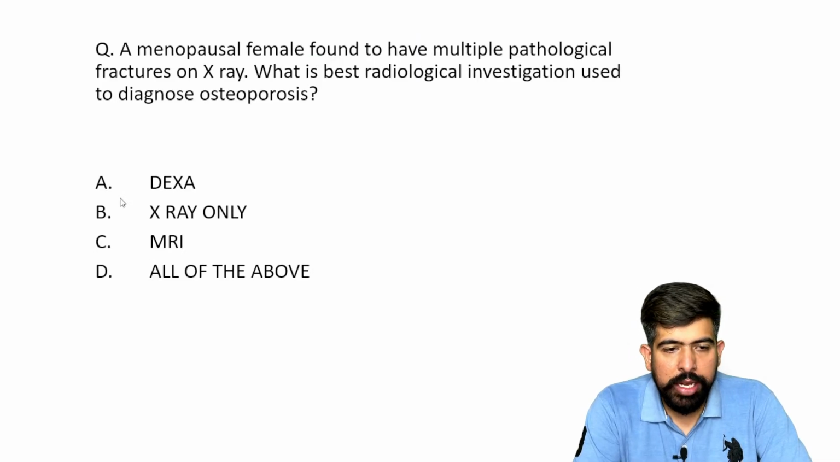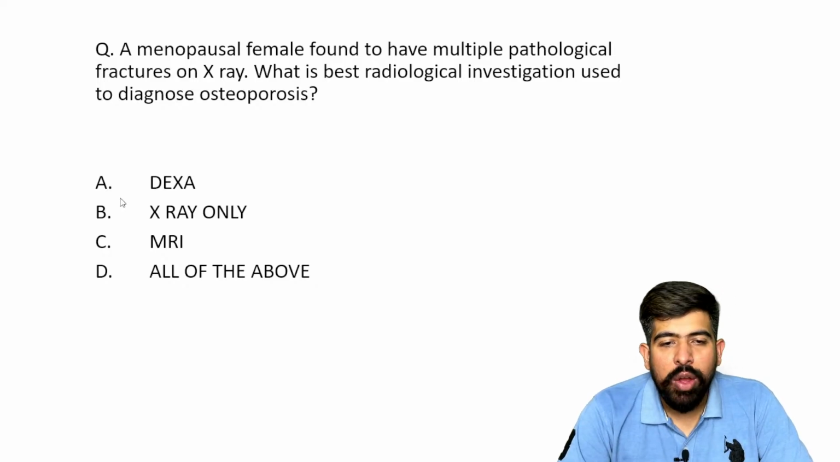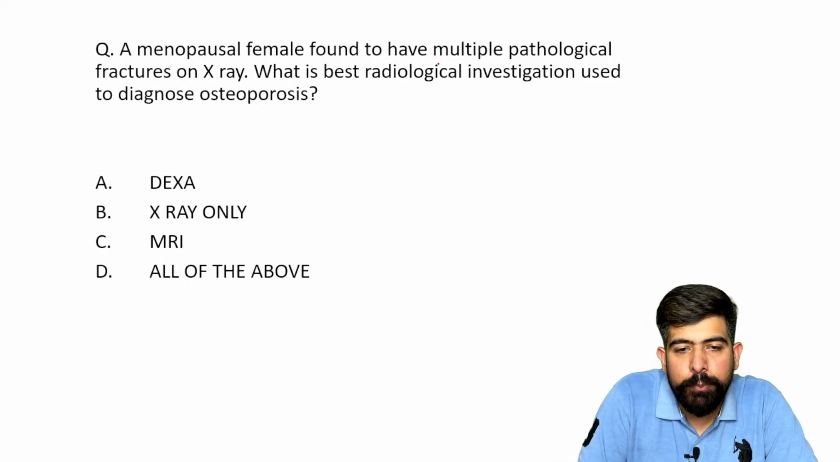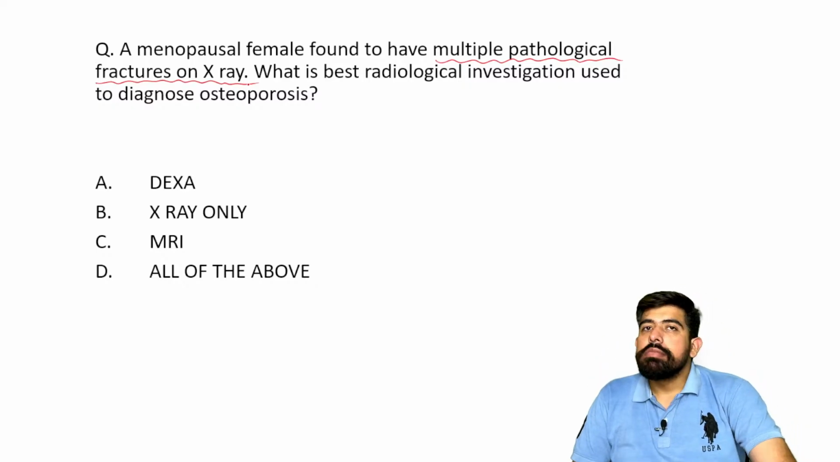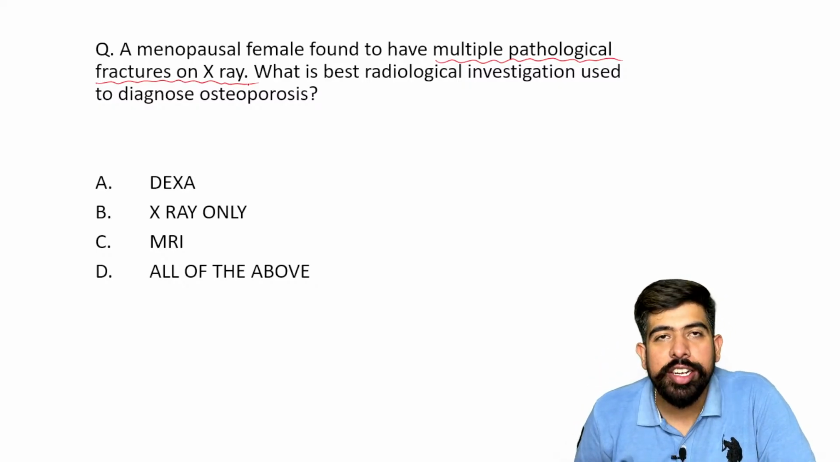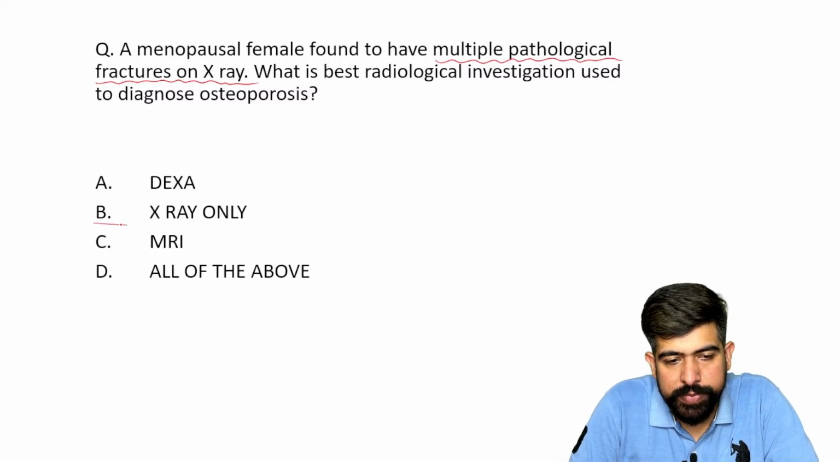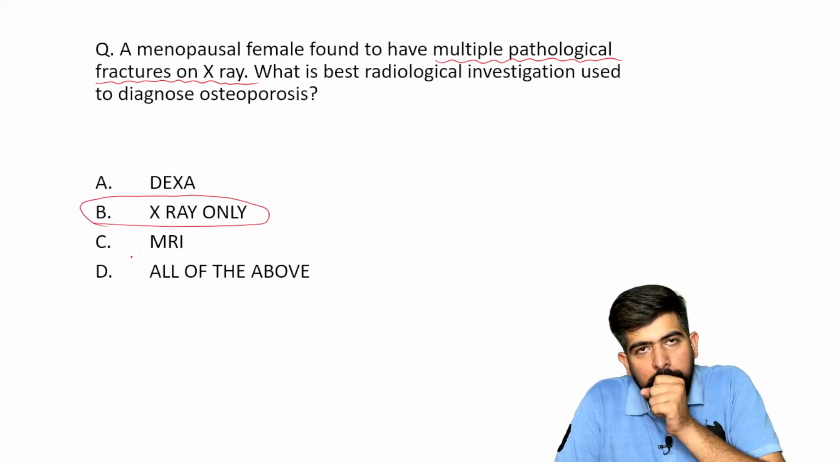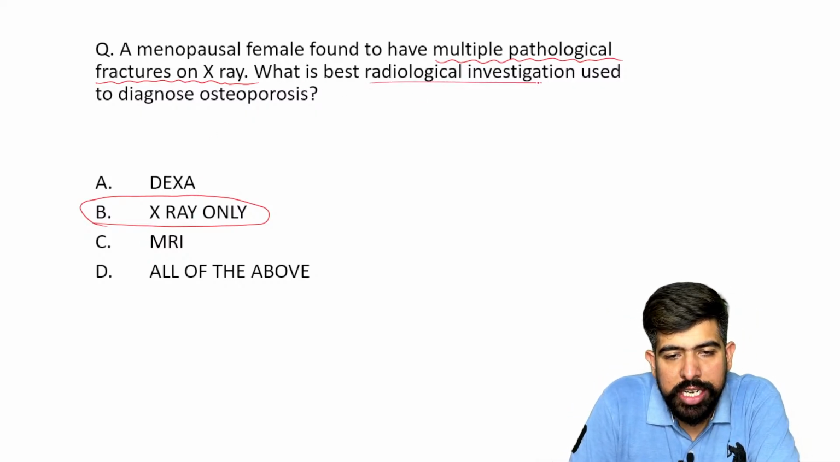Moving forward, the next MCQ is in front of your screen. A menopausal female is found to have multiple pathological fractures on X-ray. So X-ray is already done. The question is only about what comes next. So your first option B is ruled out, I hope, if X-ray is already done. The next question: what is the best radiological investigation used to diagnose osteoporosis?